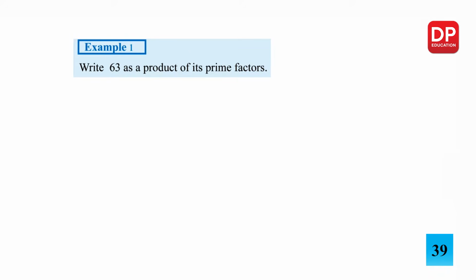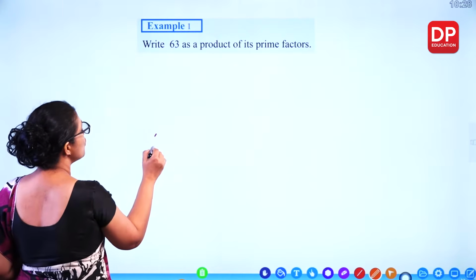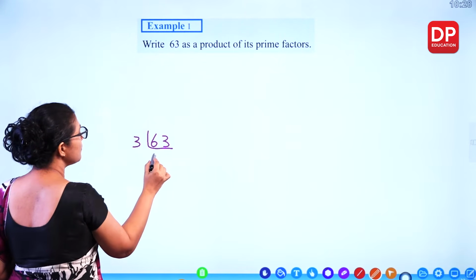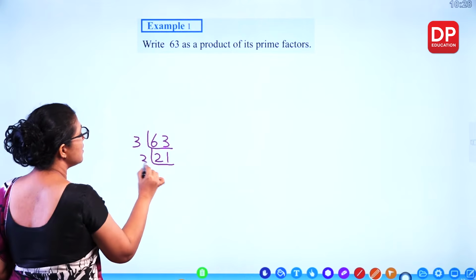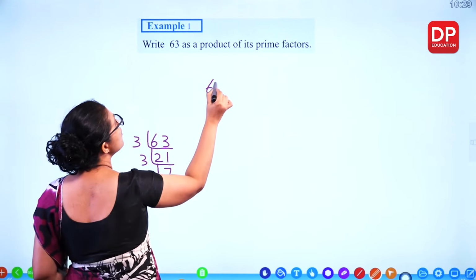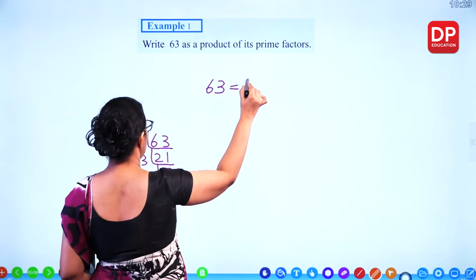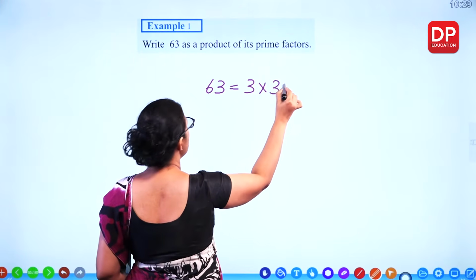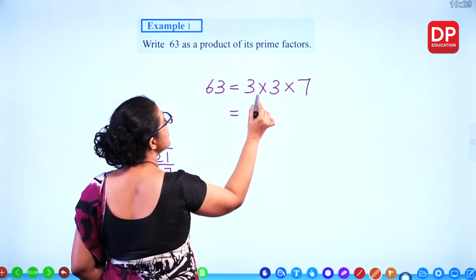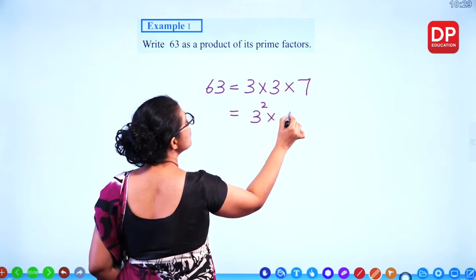Example number 1, write 63 as a product of its prime factors. So what do you do? You divide and see. 21, 7 and 1. So how can you write 63? 3 times 3 times 7, or you can rewrite it as 3 squared into 7.